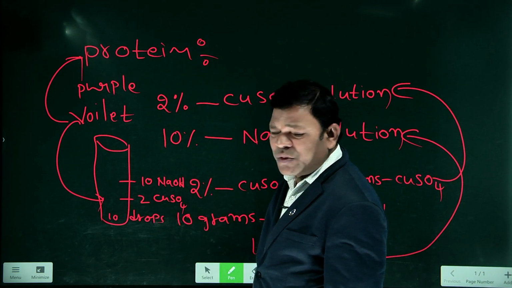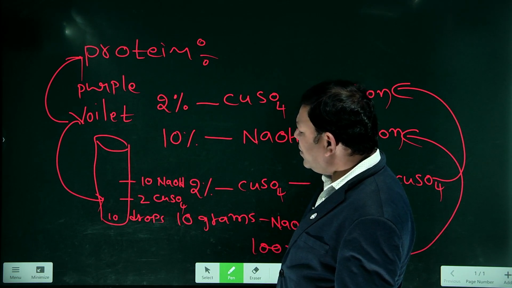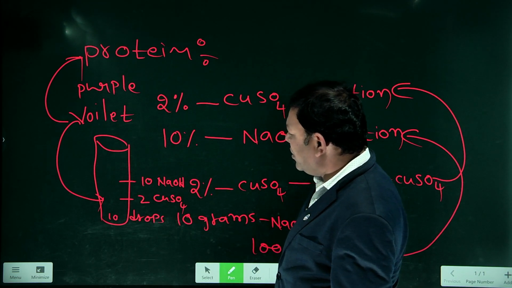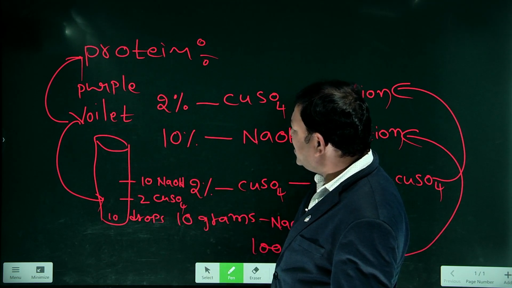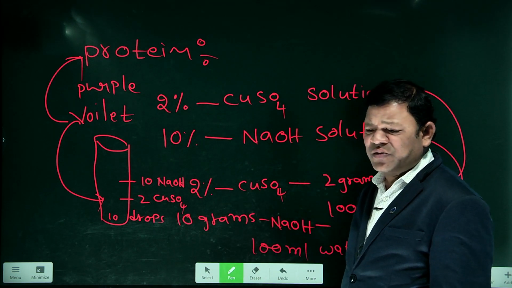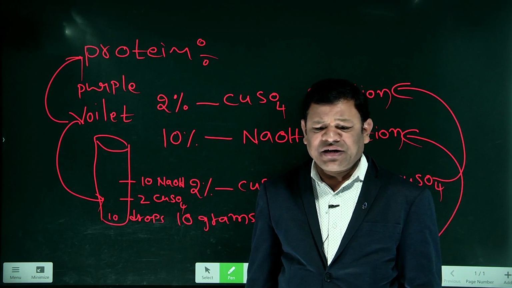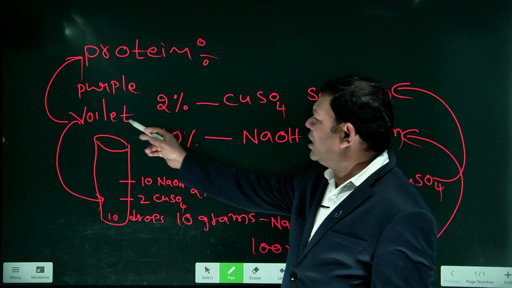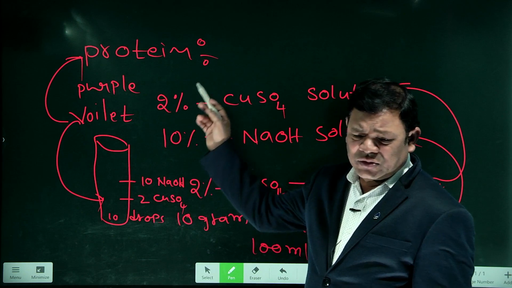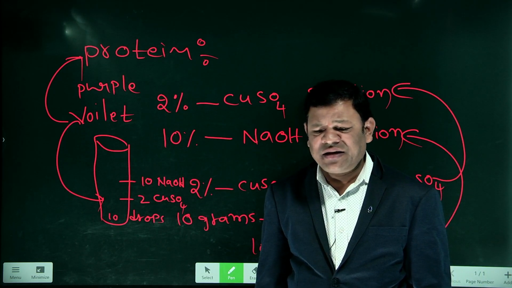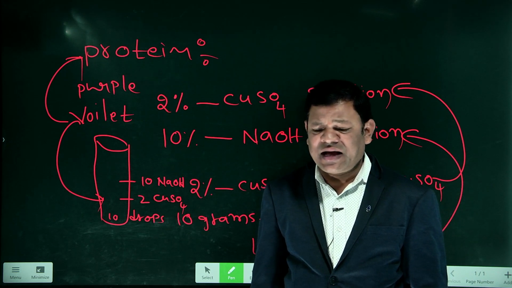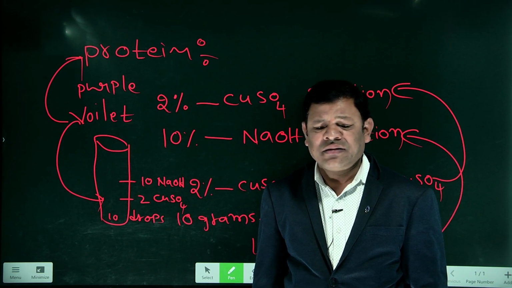In the test tube you can take that protein. Add 10 drops of water, then add 2 percent copper sulfate and 10 percent sodium hydroxide. It turns violet or purple in color. So that is a protein. This is the identification of proteins.